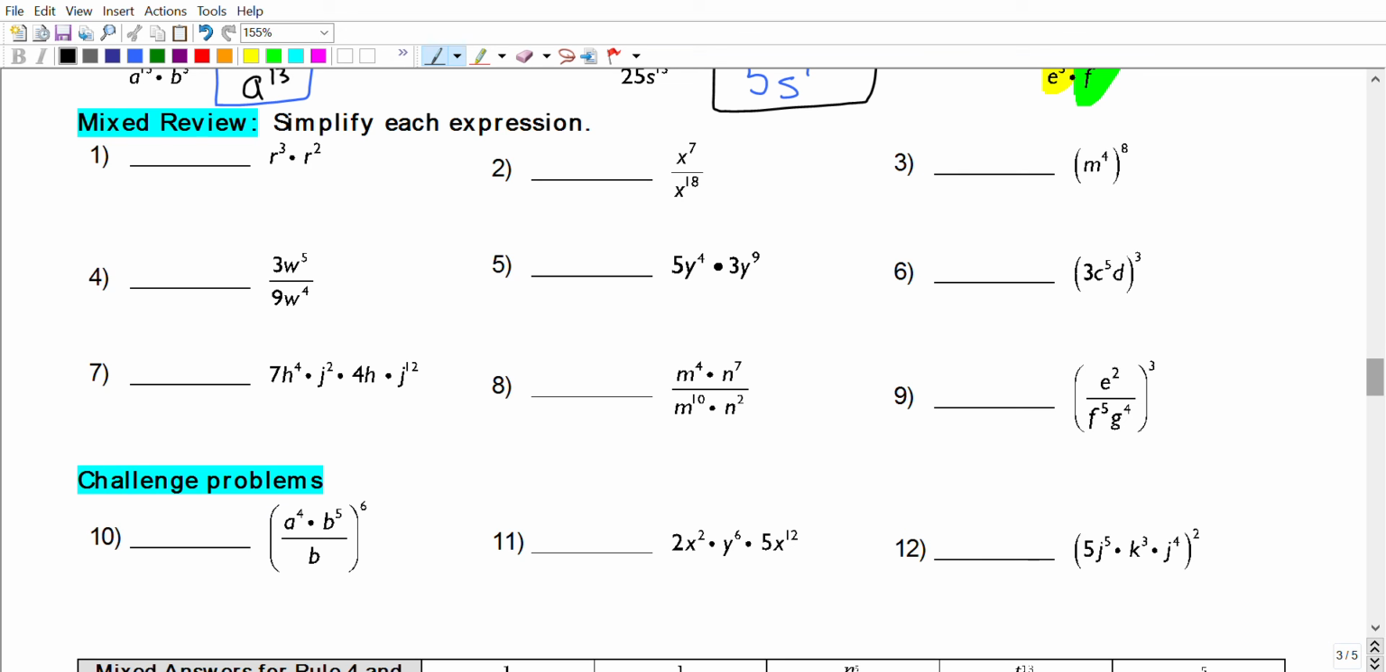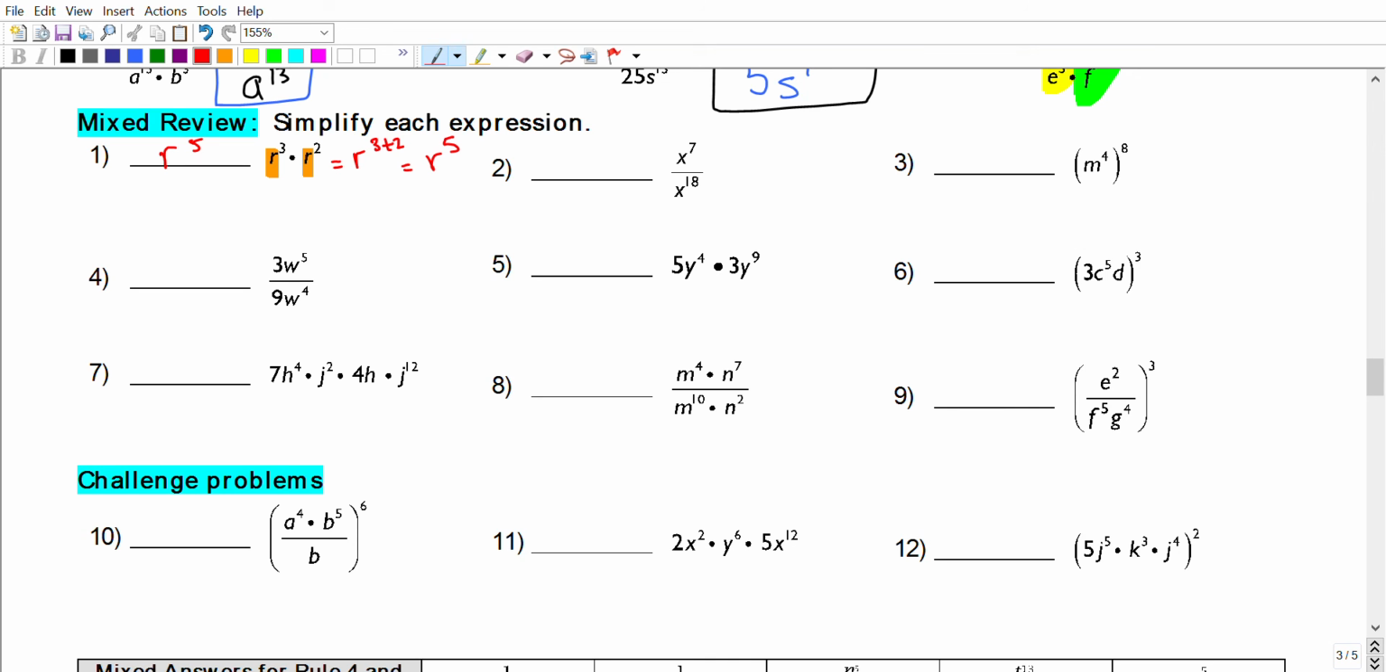Okay, so this first one, it looks like a product of 2 similar bases. The 2 bases here that are the same are the r's, and because I'm multiplying something with the same base, I know I have to add the exponents. So this is technically like 3 plus 2, so it's r to the 5th. Simple enough.